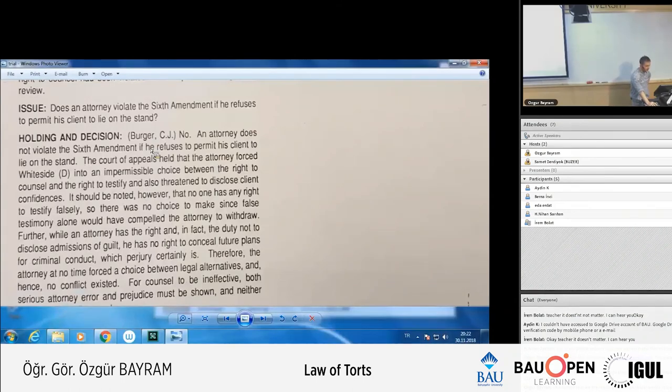Berger is the surname of the judge or justice. Bazen they also say justice, judge. Okay, but he's the chief justice, CJ. What's a chief justice? Any ideas? The Supreme Court. He is the head of the Supreme Court. What I'm trying to say is, there are many Supreme Courts in each state, right? But there's only one capital Supreme Court. Where is this? Washington, D.C.